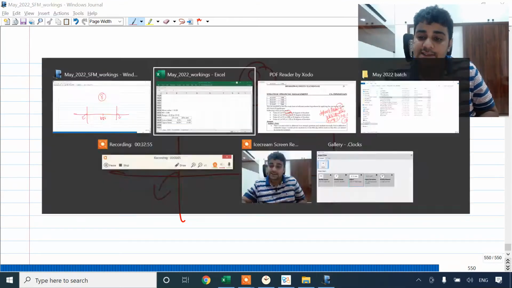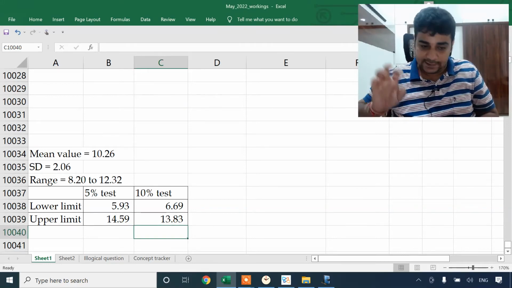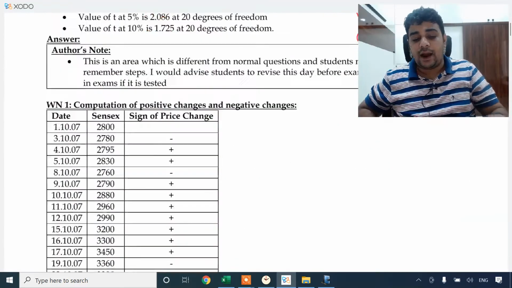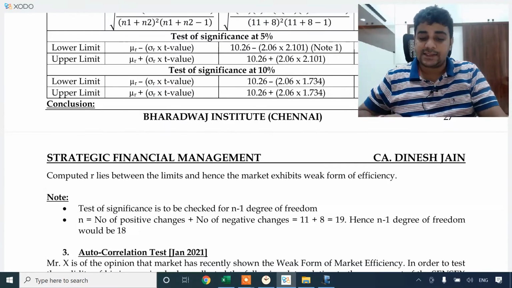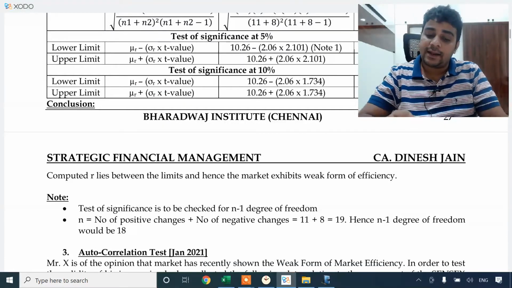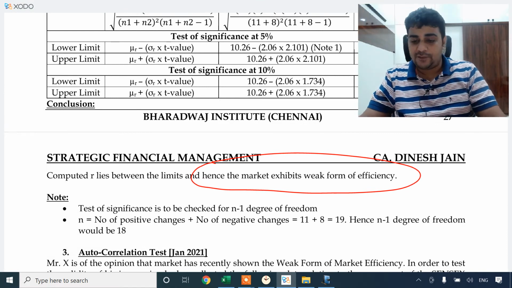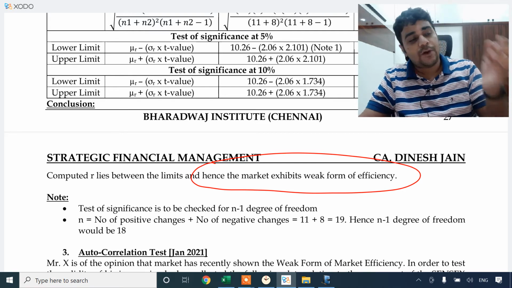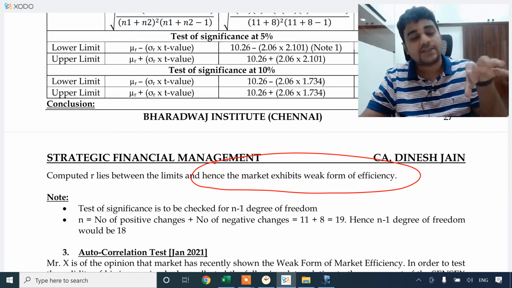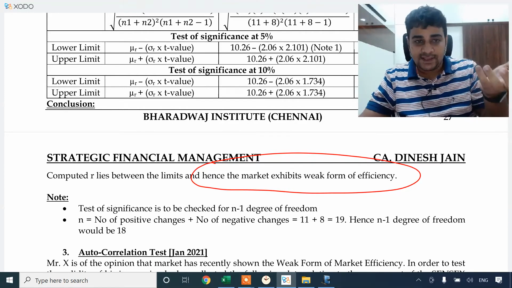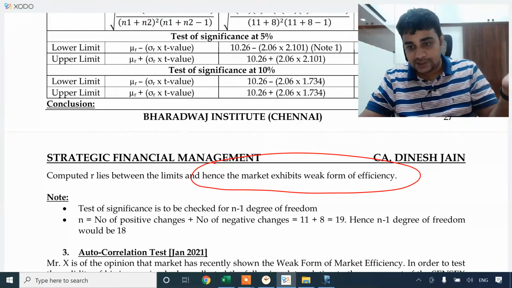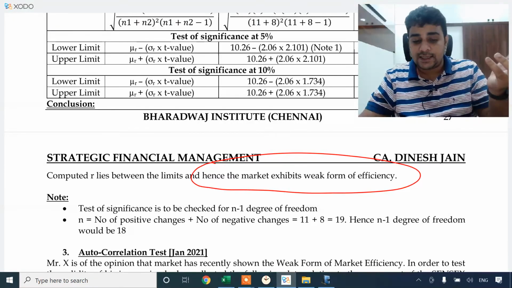So in this scenario, it's very simple. My computed R lies within this limit. Hence, the market is efficient and it exhibits weak form of efficiency. Weak form, semi-strong form, strong form of efficiency. In weak form, only historical information is reflected in the market prices. Once the results come in, that gets reflected, that's your semi-strong, and when even privately held information is reflected, that is called strong form of efficiency.